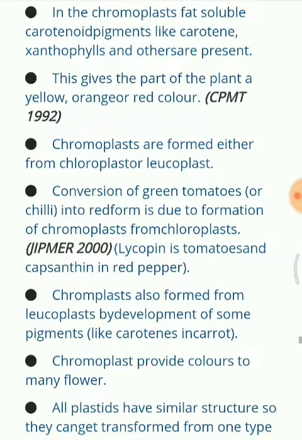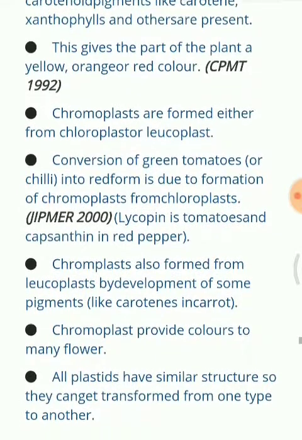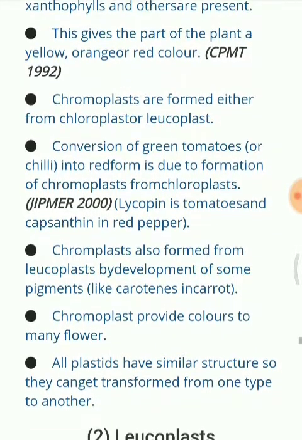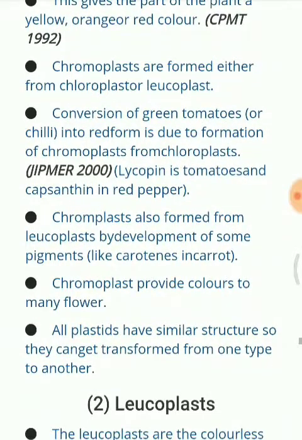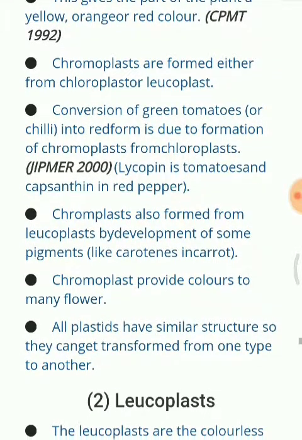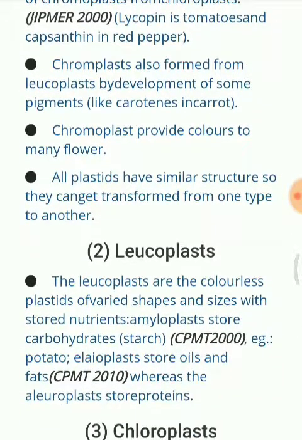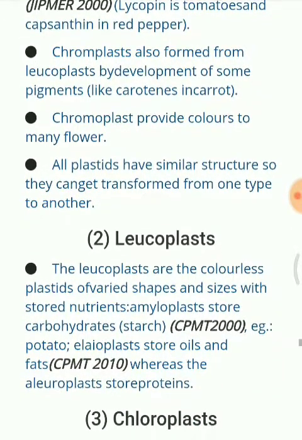The conversion of green tomatoes into red form is due to the formation of chromoplasts from chloroplasts. Lycopene is in tomato and capsanthin is in red pepper. Chromoplasts are formed from leucoplasts by development of some pigments like carotenes and carotene. Chromoplasts provide color to many flowers. All plastids have similar structures, so they can get transformed from one type to another.